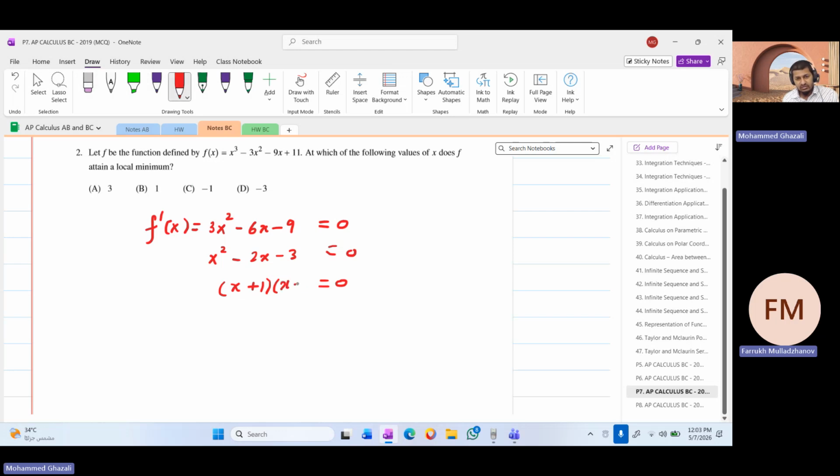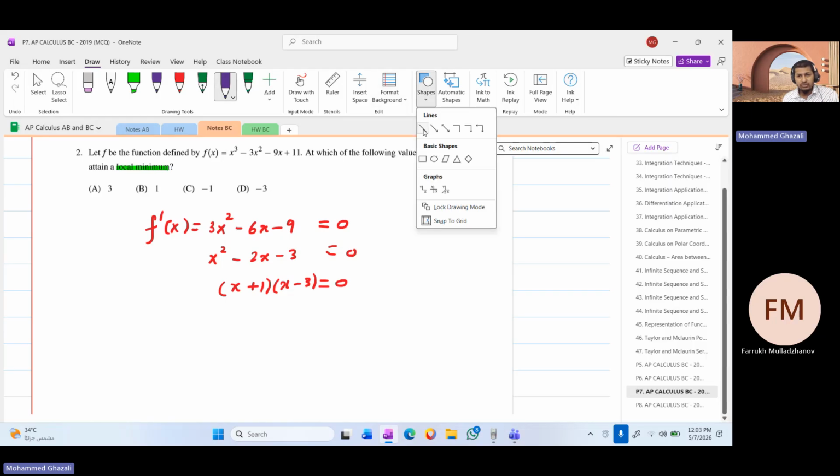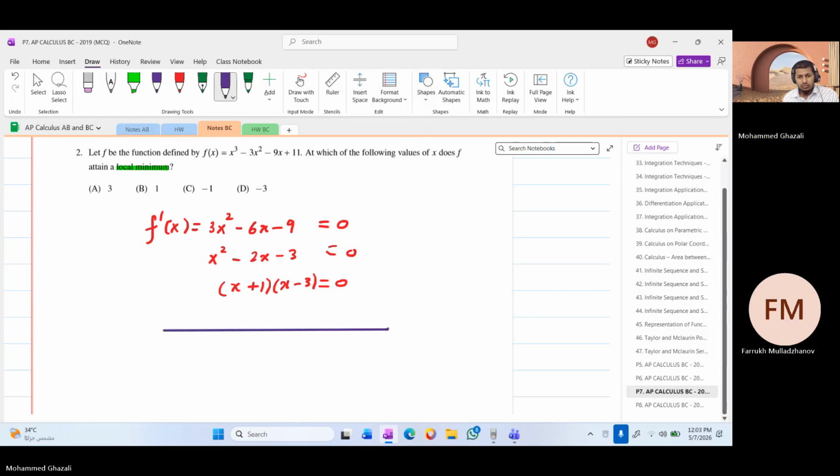Remember, if you want to find a local minimum, then you need to put these values on the critical number line. We shouldn't be equating it to 0. We should actually just find the derivative and keep it like this, with a 3 outside. They didn't ask for critical values.